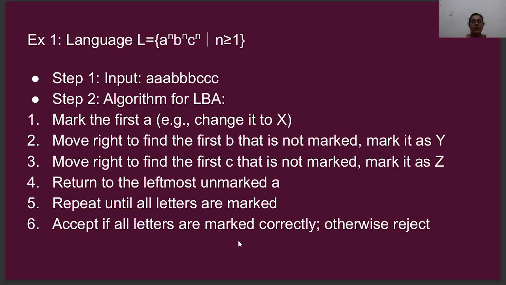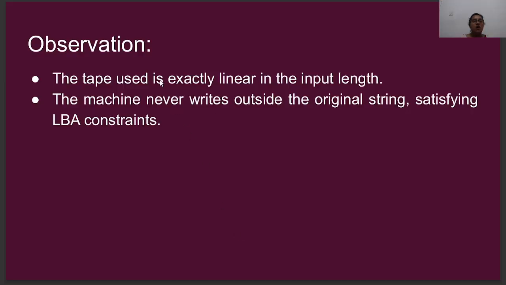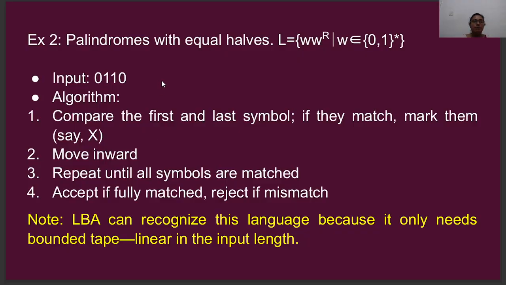So we have an equivalent linear bounded automaton. Observation: the tape used is exactly linear in the input length. The machine never writes outside the original string, satisfying the LBA constraint of space. One more example: palindromes with equal halves.